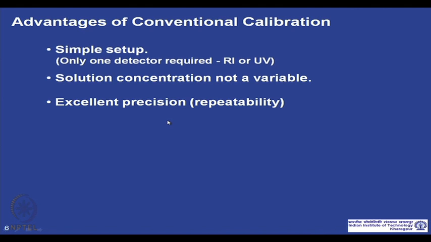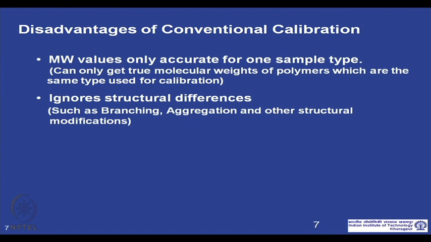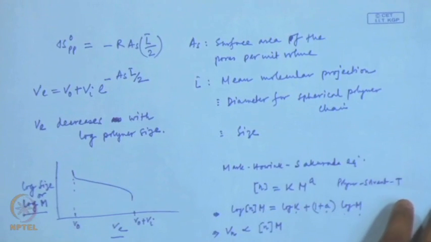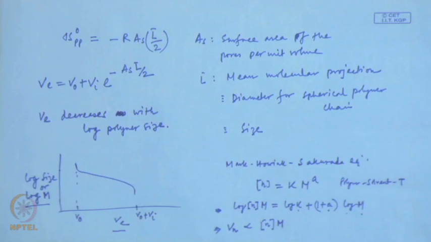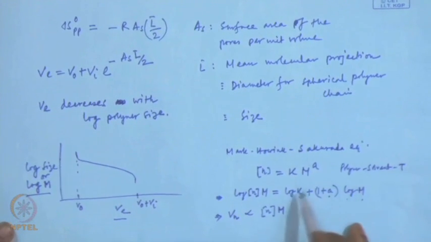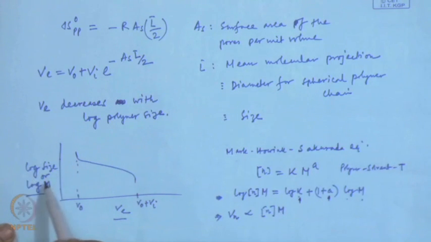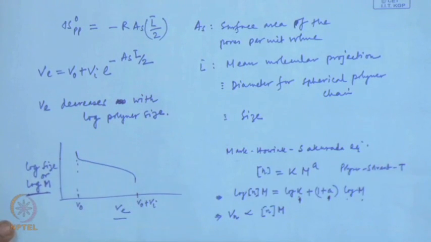However, there are many disadvantages for this conventional calibration. For example, if we go back and look at this formula, remember we said that as long as this K and a are constant, we can write log M instead of log size to construct this calibration curve.